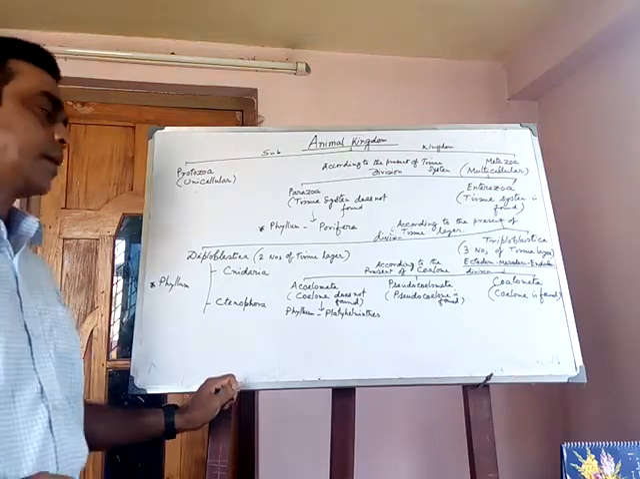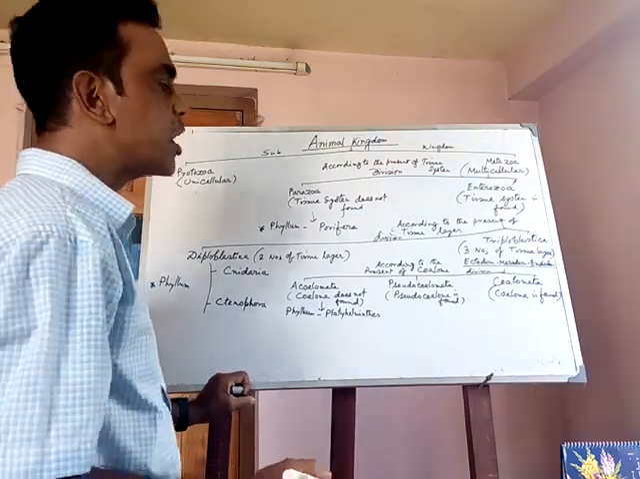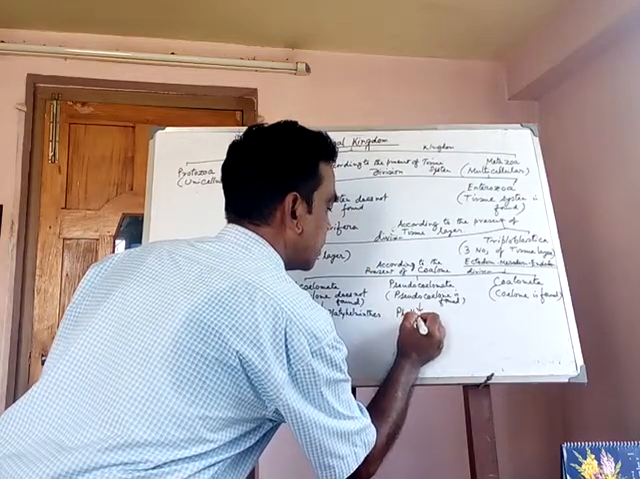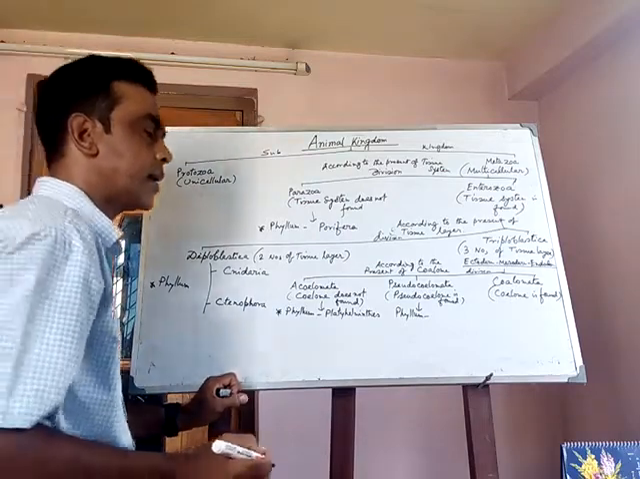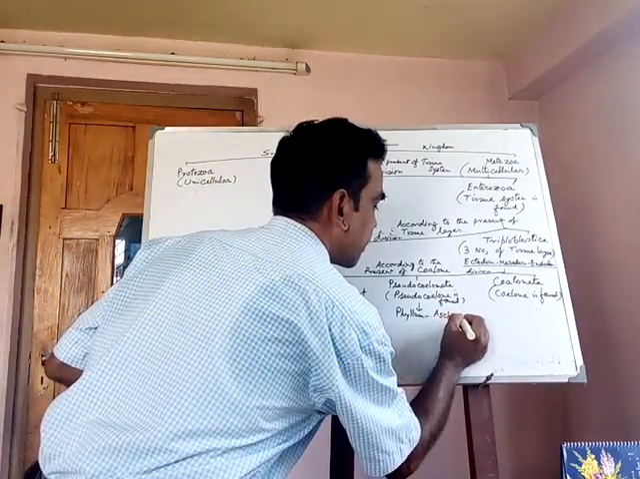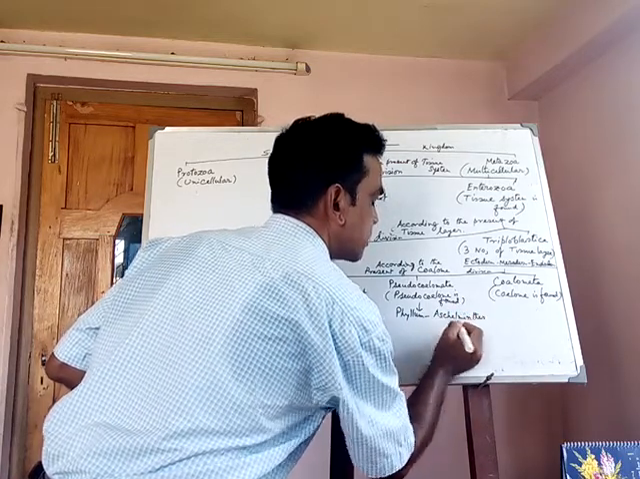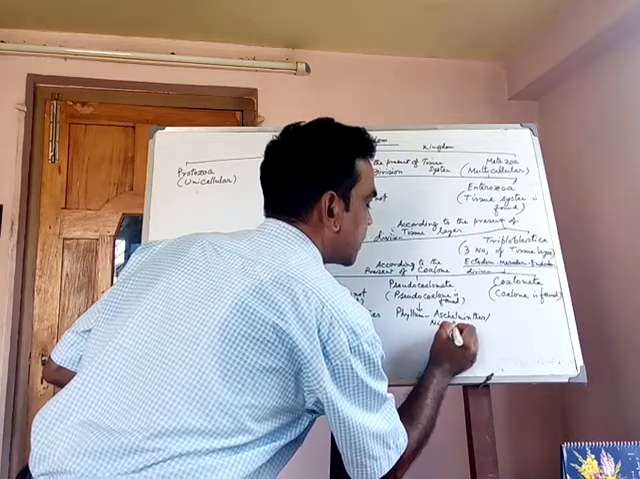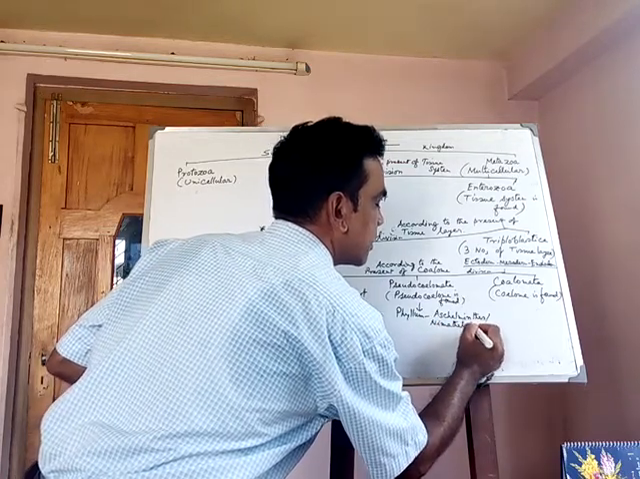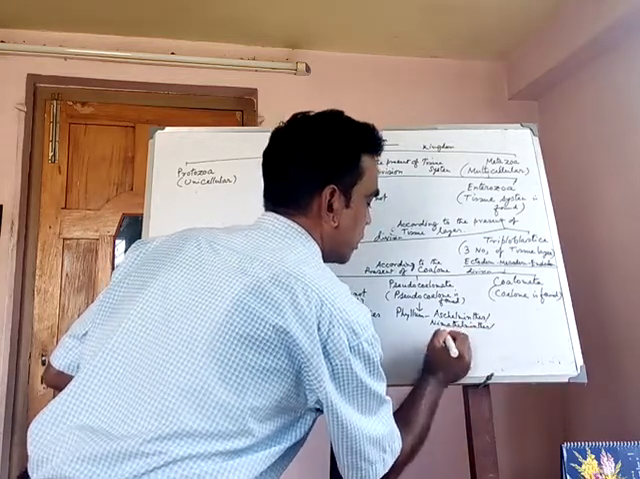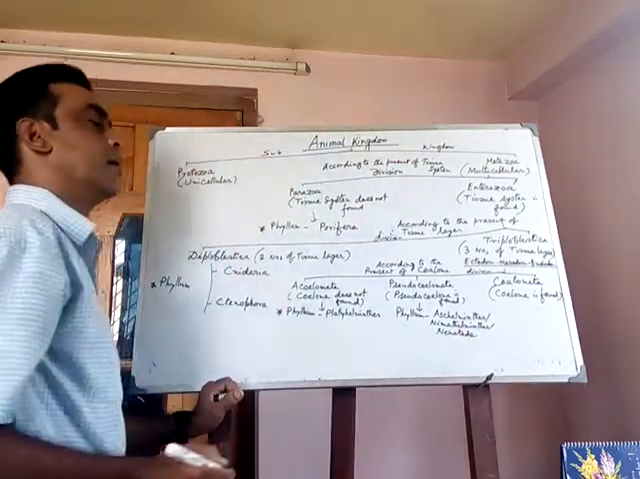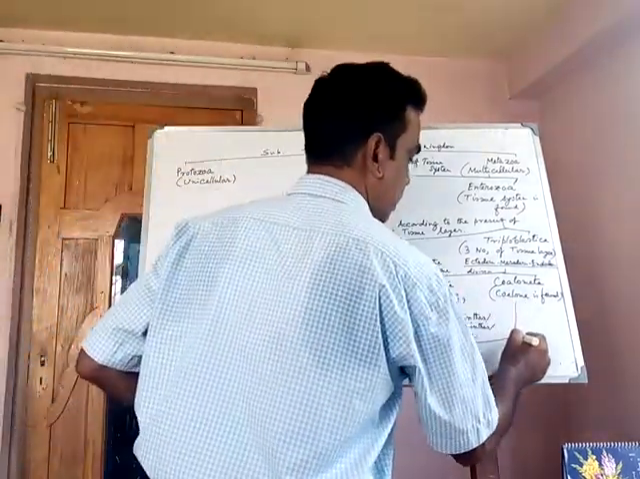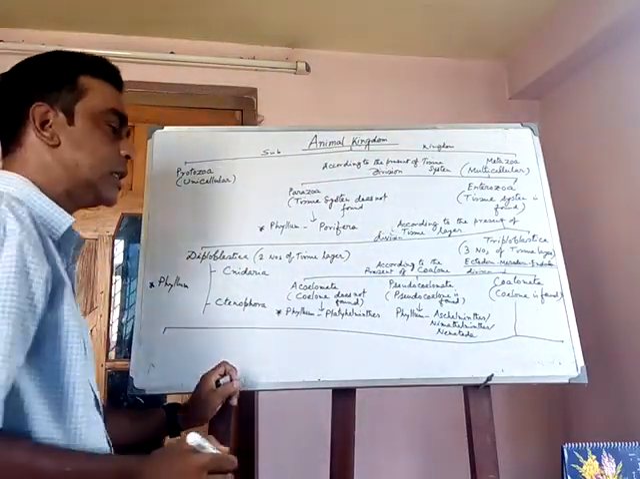Platyhelminthes, the flatworm. And pseudocoelomata are classified into a single phylum, that is Aschelminthes, or Nemathelminthes, or Nematoda. And coelomata is divided into many types of phyla.